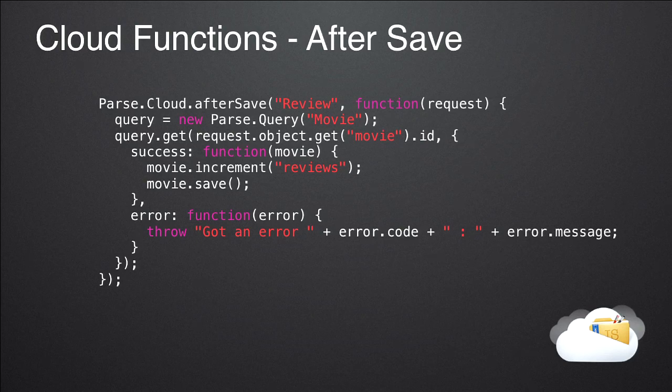So you do a new Parse query on the movie object, and then you get the request from the parameter that's passed in. So the review is going to have an ID or a pointer back to the movie. All right? So then you actually get the movie, query.get request movie. If there's a successful query and you've got the movie object, then you increment the reviews count. So the movie has an object, which is the number of reviews. You're going to increment that and save.